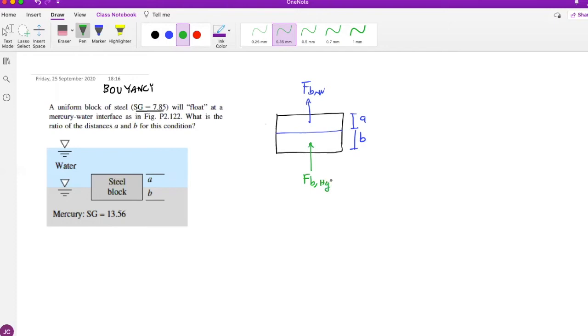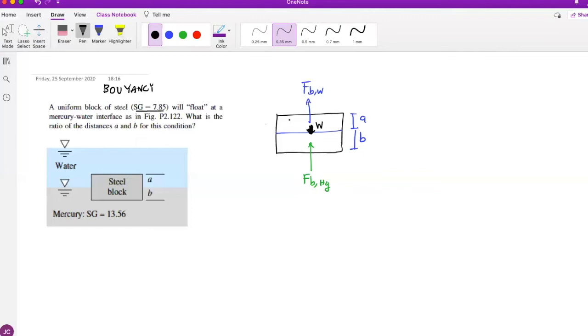Okay, so Hg, you know, it's mercury. W, it's water, but it looks awful, so I'm gonna change it a little bit. So with this one, hopefully it's better, W. Fine, and also the weight is missing. So the weight is happening at the center. I'm just gonna try to put something like this, and this will be the weight, okay?